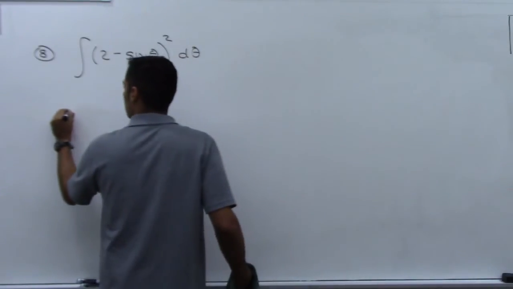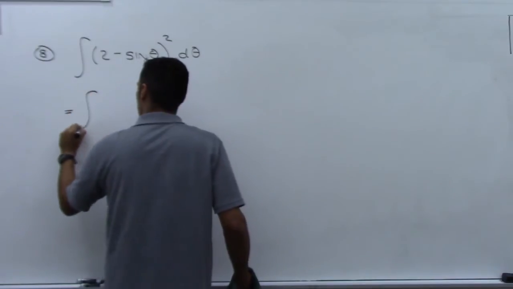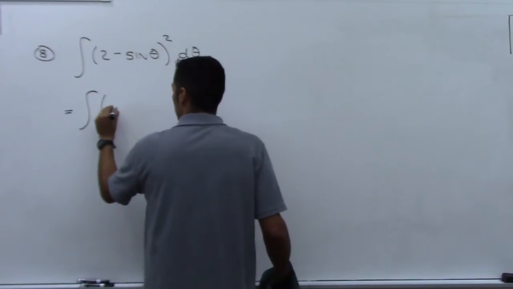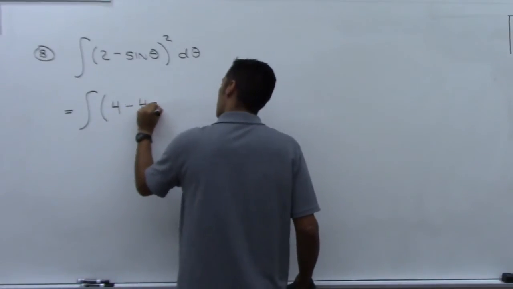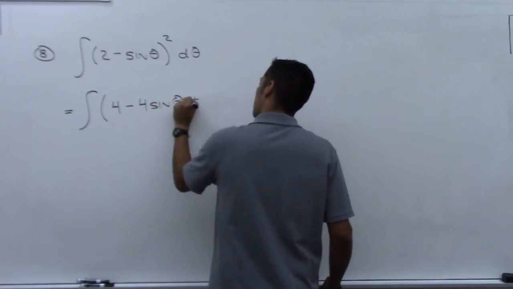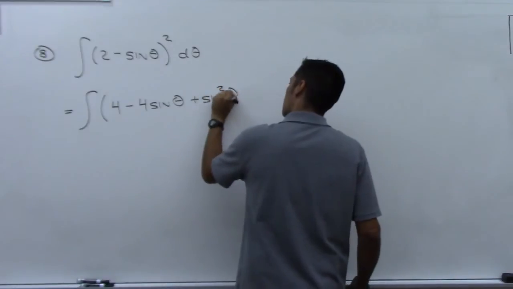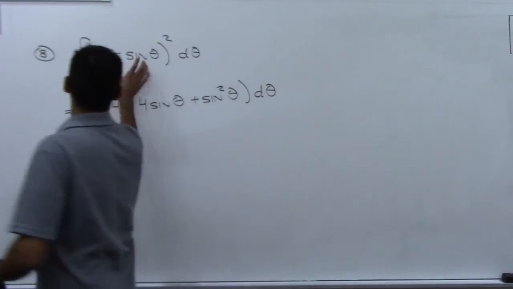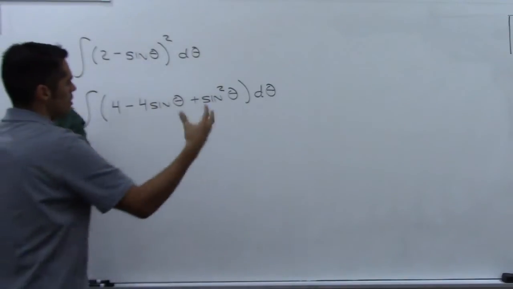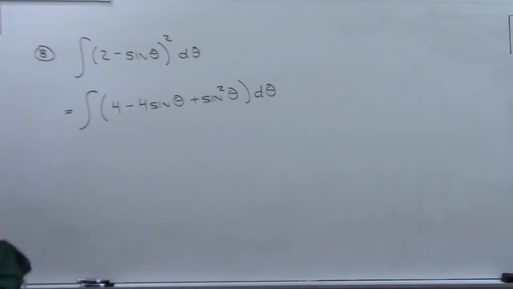And I'm going to try and save us some time. I'm going to square this out in my head, and hopefully I'll get it right. 4 minus 4 sine theta plus sine squared theta d theta. So if you take this times itself, set them up, do the FOIL, collect like terms, you should get that. And now you look at each of these.